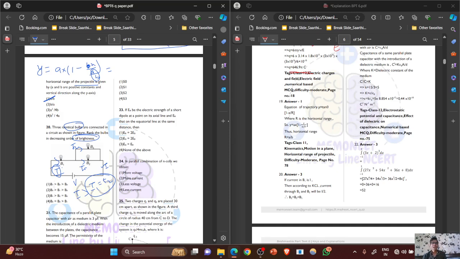You can understand anything, but I1 equal to I2 because the resistance is same for both. So your current will be same. Okay, no need to worry. Resistance is same for both, so the distribution of current will be same for both.